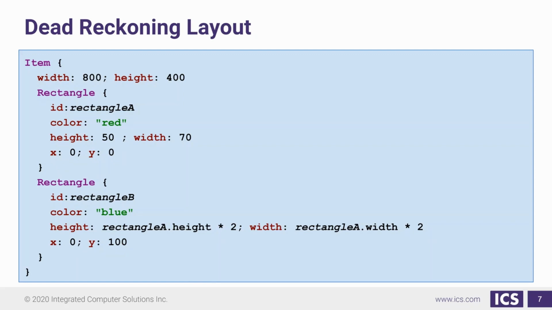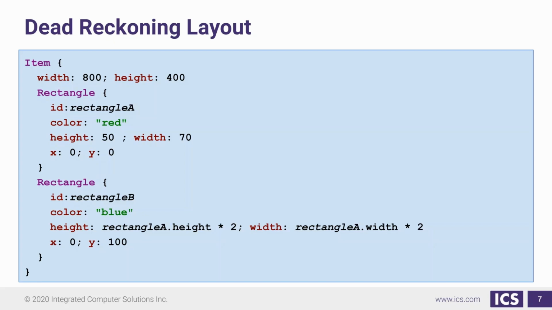First, I want to talk about the simplest, which is going to be manually placing our items by setting their X, Y, width, and height. In our example here, we've created our rectangle A. This has a height of 50 and a width of 70. It is at the coordinate 0, 0. This value will never change. That's fixed. Our rectangle A will always be at 0, 0. It will always have a height of 50 and a width of 70.